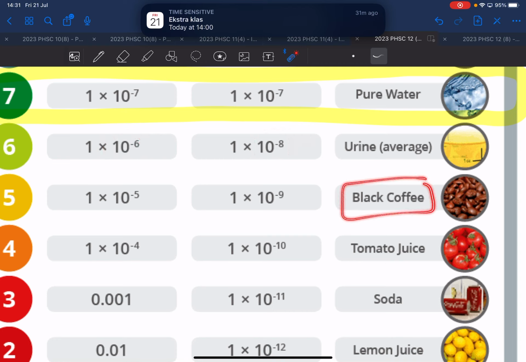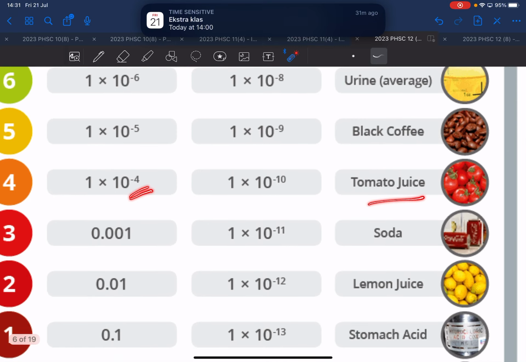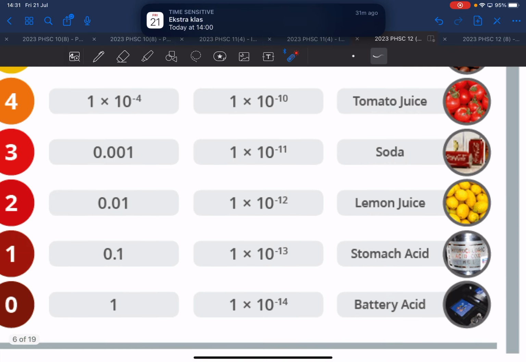Coffee is more acidic. Okay? Tomato juice, acidic. Cool drink, Coke that you drink, acidic. Lemon juice, very acidic. Stomach acid, that is in your stomach, very acidic.